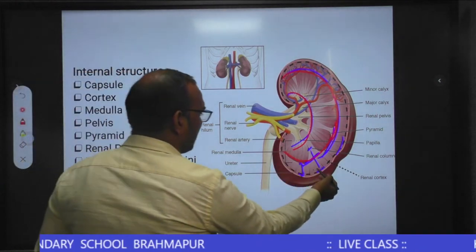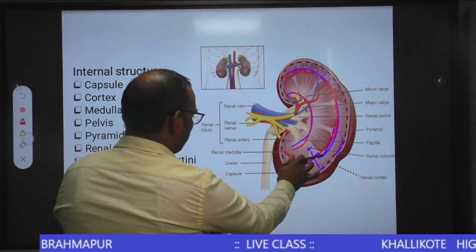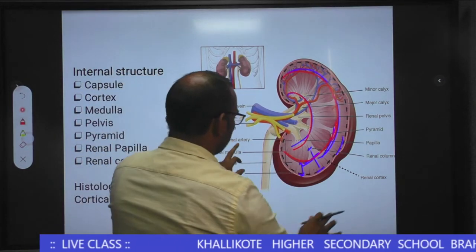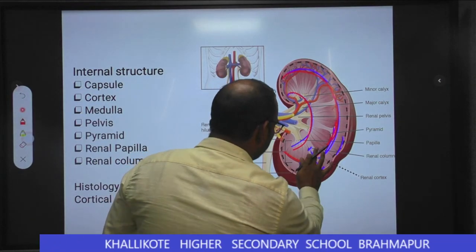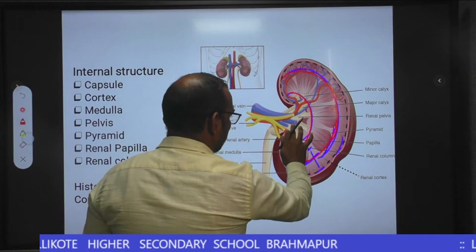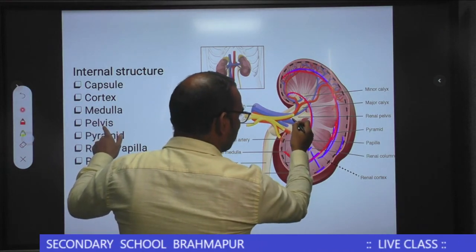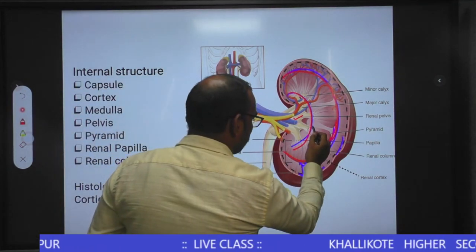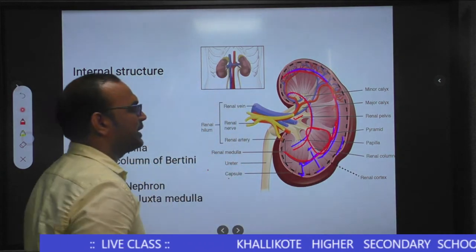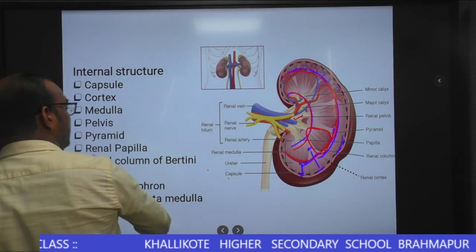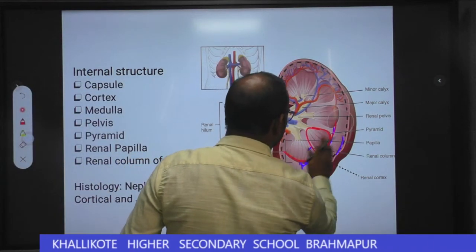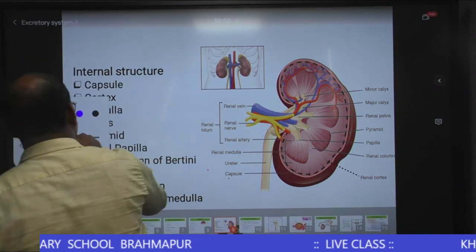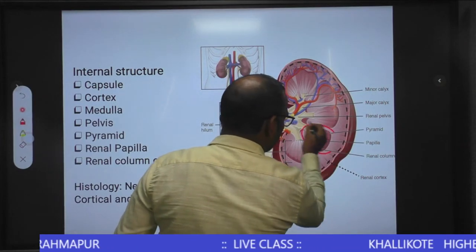Here you can see the capsule, this is the capsule, this is the renal medulla, and here we see different pyramids. This region is the renal pelvis, and we have pyramids, which is this one. Let's erase so that it will be easier to grasp, one by one. So this one is the pyramid.